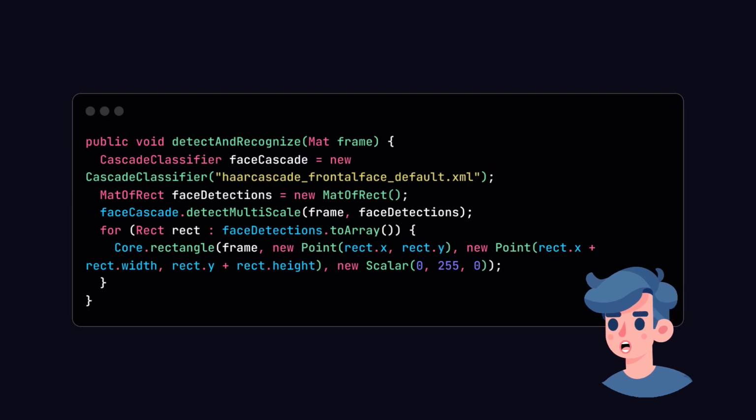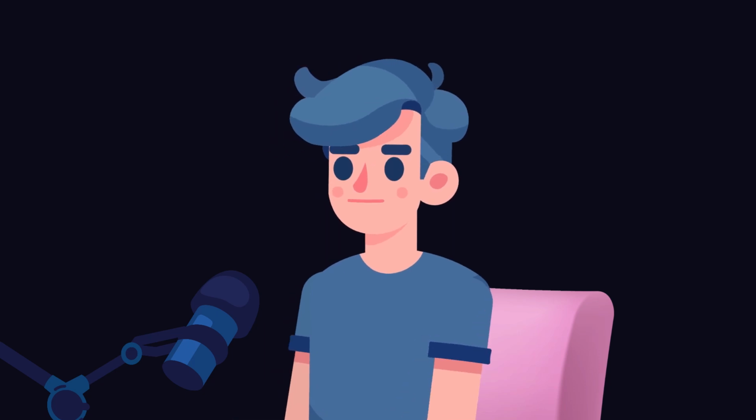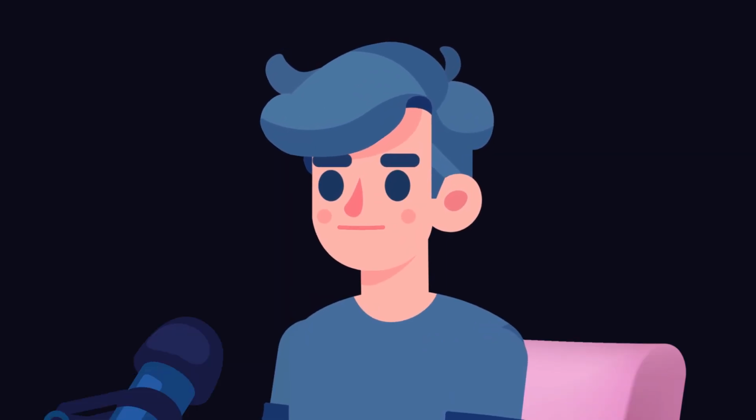In our detect and recognize method, we will handle the face detection logic. We'll use a Haar cascade classifier for detecting faces. Make sure to download the Haar cascade XML file and place it in your project directory. This file is crucial for face detection.